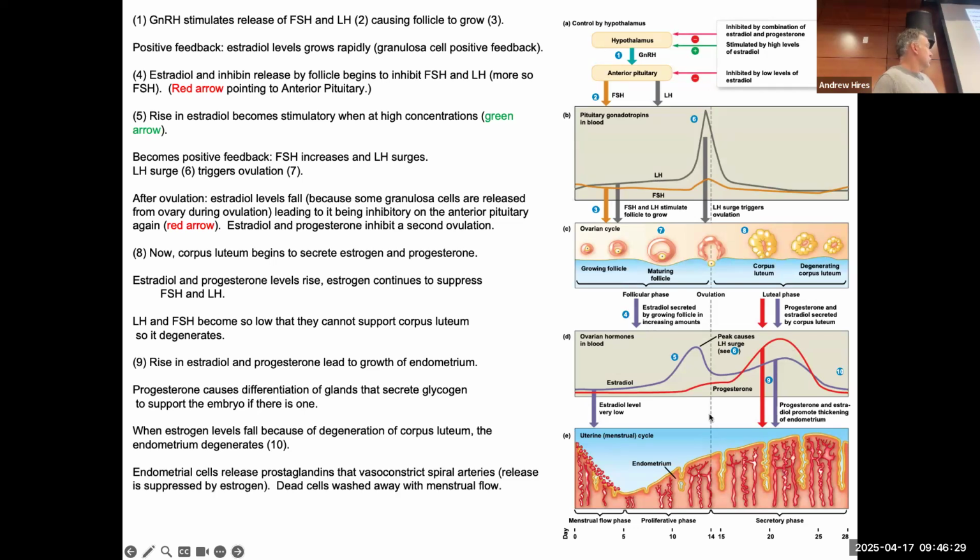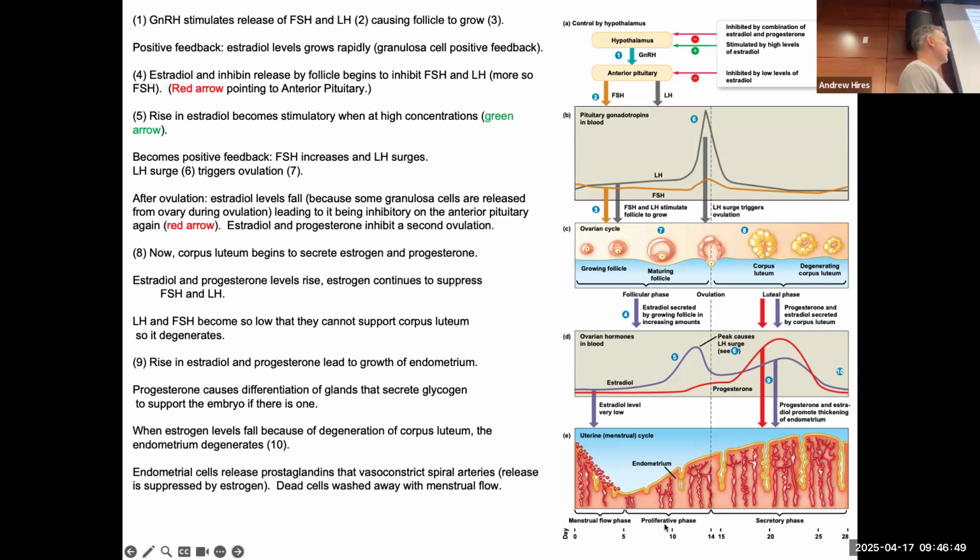So these endometrial cells, how do they deteriorate? They're going to release prostaglandins. Those prostaglandins, as you recall, often cause vasoconstriction. So that's going to basically choke off the blood supply to this thick lining, and that's going to cause necrosis of the lining.